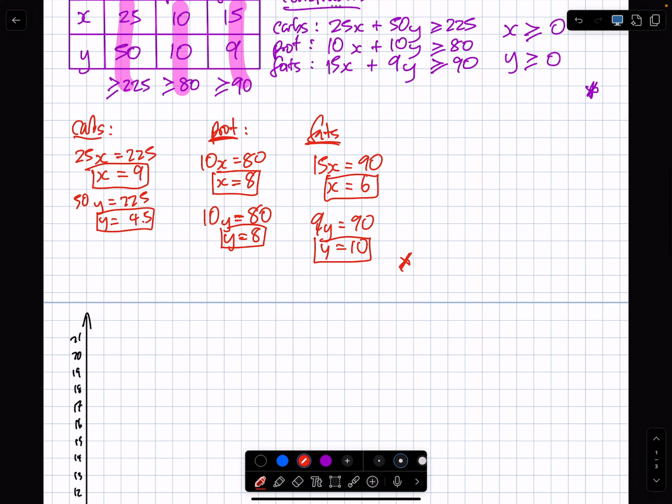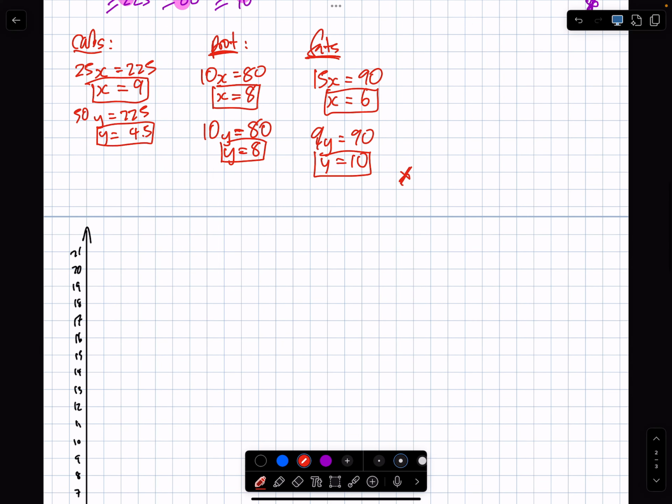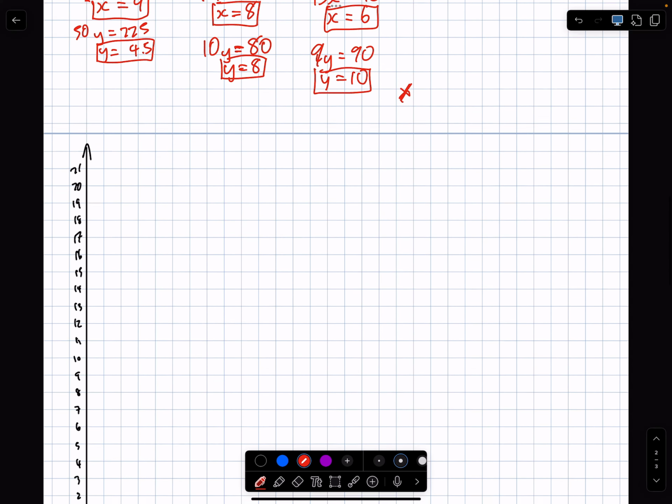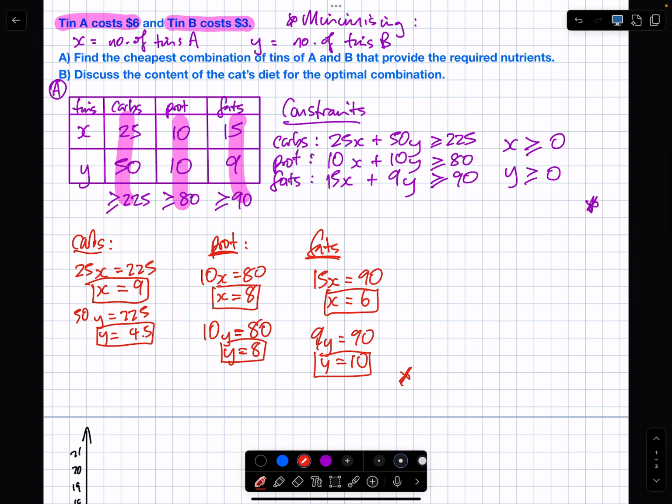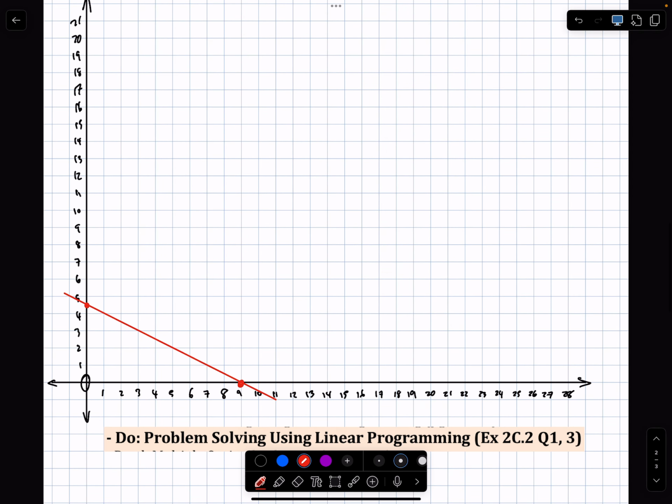Okay, I'm going to zoom out. I'm going to draw those lines. So for carbs, 9 and 4.5. Dot at 9 and 4.5, and draw a line between them. That wasn't super accurate. That was 25x plus 50y equals 225.